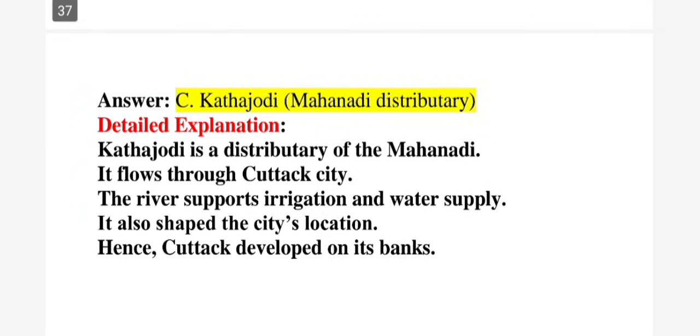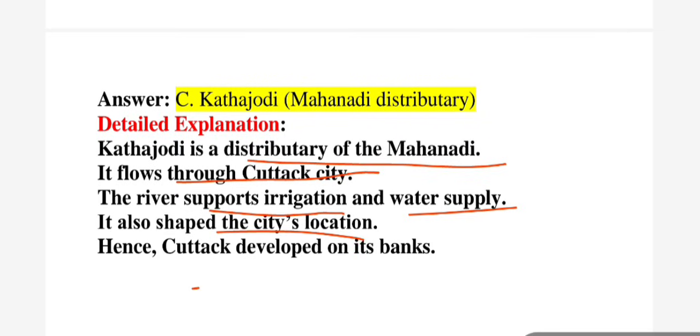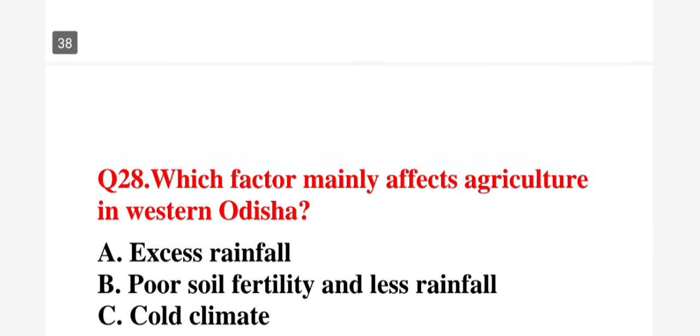If we talk about the Kathajodi river, Kathajodi is a distributary of the Mahanadi river, and it flows through Cuttack city. The river supports irrigation and water supply, and it has also shaped the city's location. Hence, Cuttack developed on the bank of Kathajodi. So let us move to the next question.